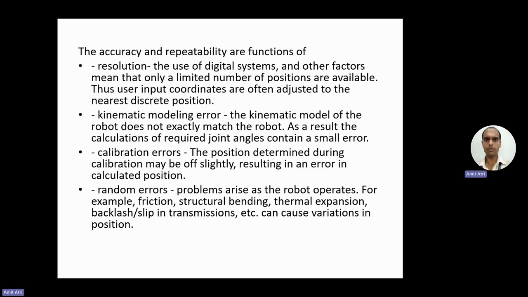Okay, then kinematic modeling error. The kinematic model of the robot does not exactly match the robot. As a result, the calculations of required joint angle contain a small error. Next is calibration error. The position determined during calibration may be off slightly. It means the position which we have determined is not the exact position of the object or of the tool, so there is an error. That is a calibration error. Then random errors. They are due to the operation of the robot. Some examples are friction, structural bending, thermal expansion, backlash. This type of errors.